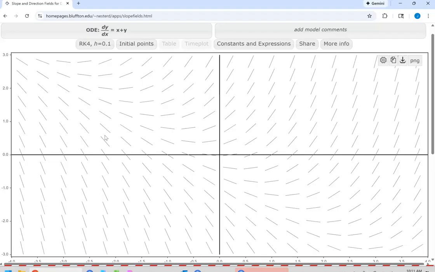If dy/dx equals 0, what has to be true? Yeah, y is negative x, right? They're equal but opposite, equal in magnitude but opposite of each other. So if I look along the line y equals negative x, which is this way, I should be seeing things that are horizontal.